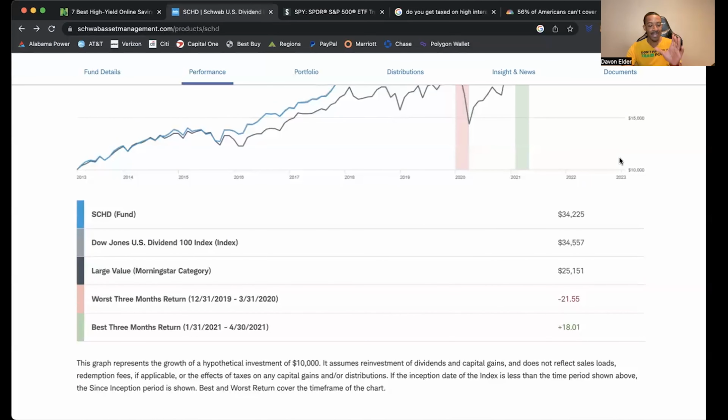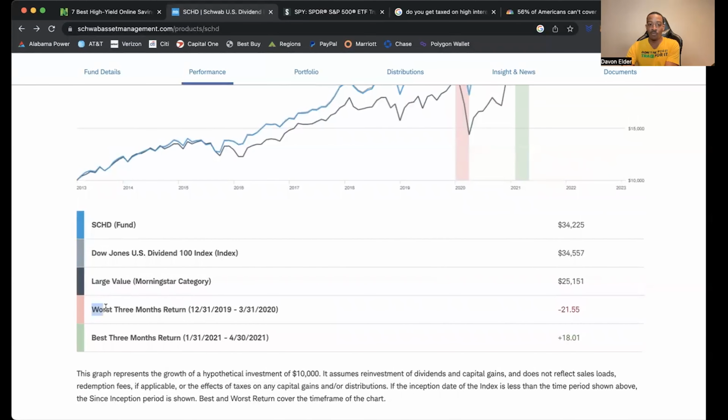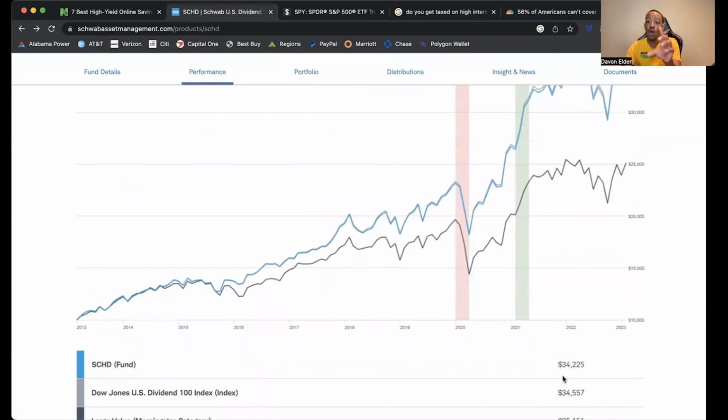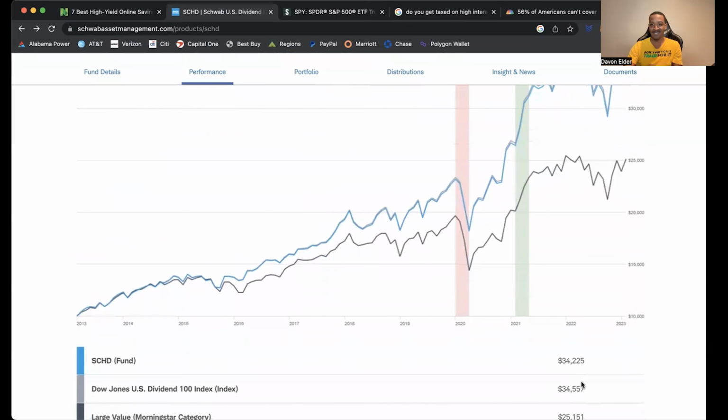Okay, now, like I said, down here, I want us to focus on this very quickly, because I want to give you a complete picture here. The worst 3 months returns that we had was from December 2019 to March 31st, 2020. The ETF dropped 21.5%. It wasn't good. But the best 3 months return that we had was from January 2021 to April 2021, an 18+% return. But this is what I want to tell you though.